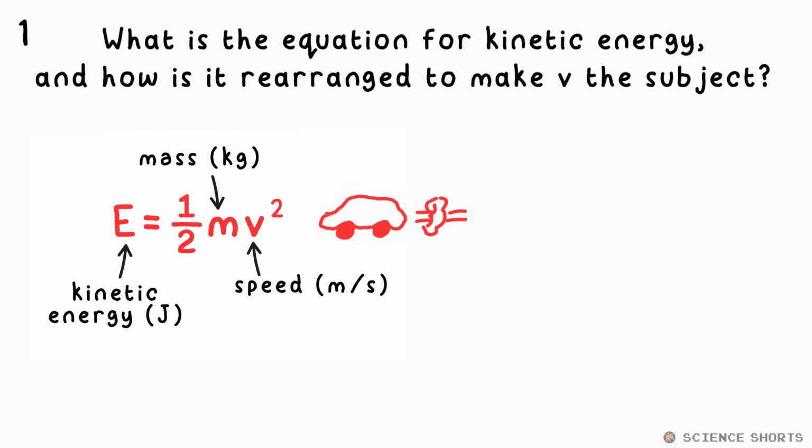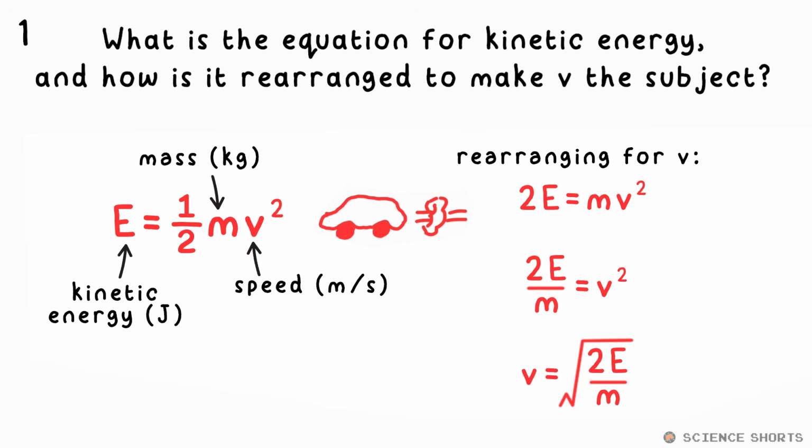The equation is E equals half mv squared. That's kinetic energy equals a half times mass in kilograms times speed squared in meters per second. Rearranged, v equals the square root of 2E divided by m.